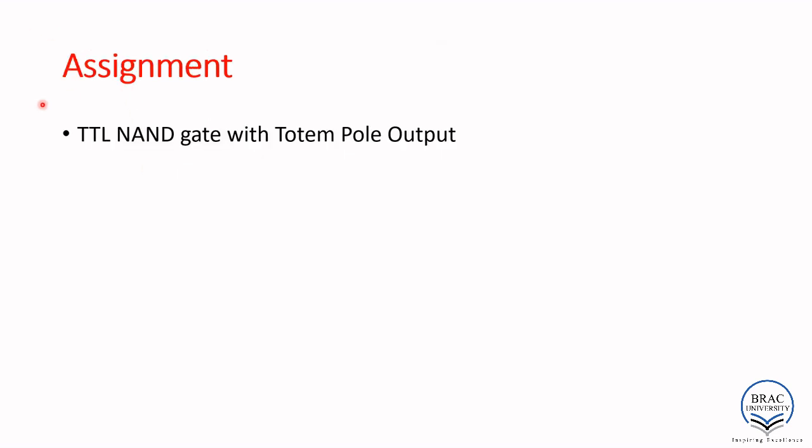There is one assignment for you. We need to implement a TTL NAND gate with totem pole output. The totem pole circuit is very important. So you need to implement a TTL NAND gate with totem pole output. This is one of your assignments.